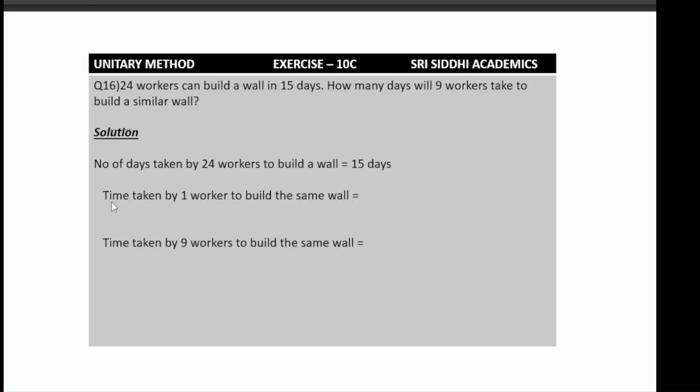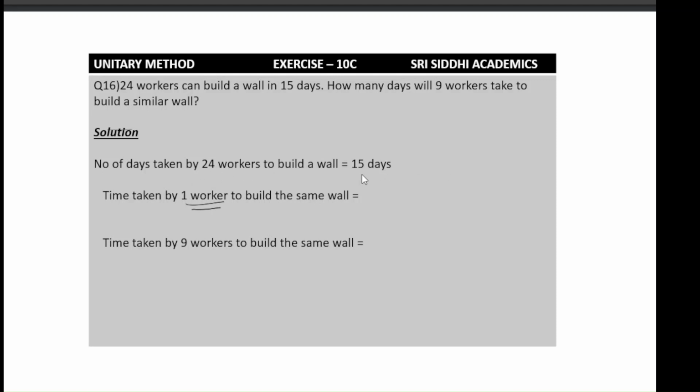Now, number of days or time taken by one worker to build the same wall. Important is same wall. So, one worker will require more days or less number of days. Should I divide here or should I multiply? 15 with 24, should I divide or should I multiply? See, you have to use logic here. Don't just blindly try to do what you have been doing. One worker will require more time, more number of days.